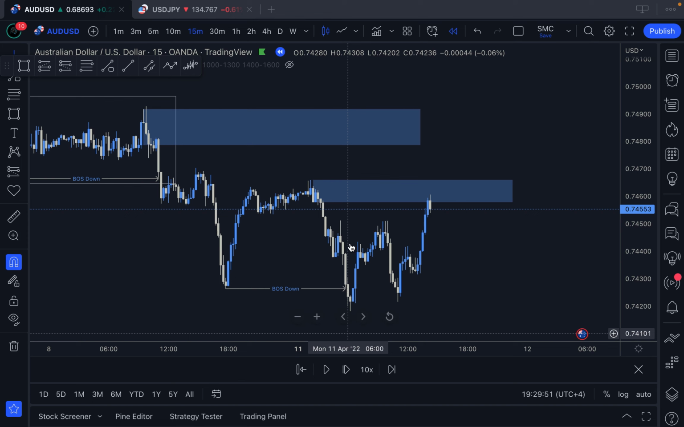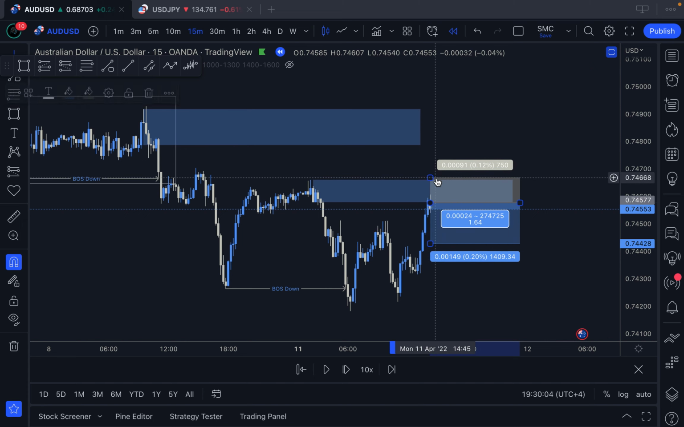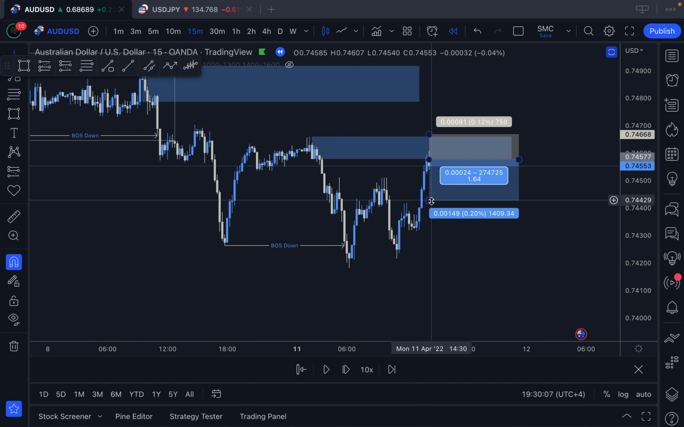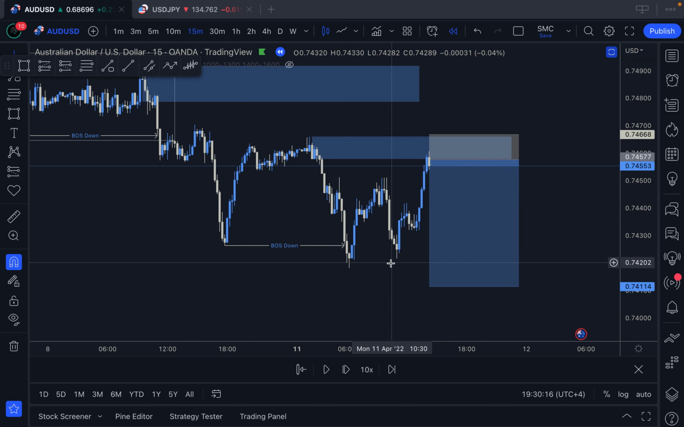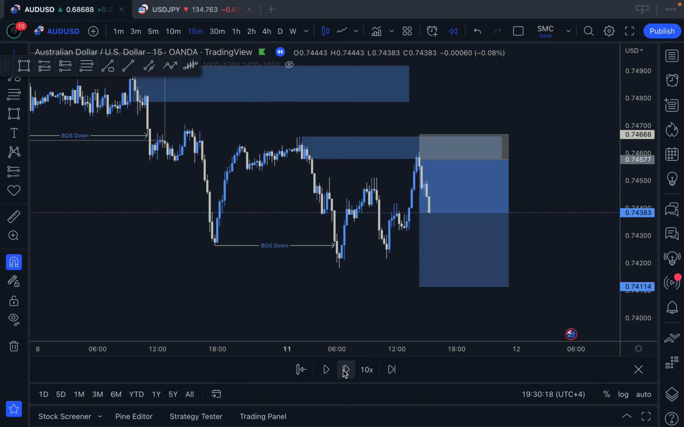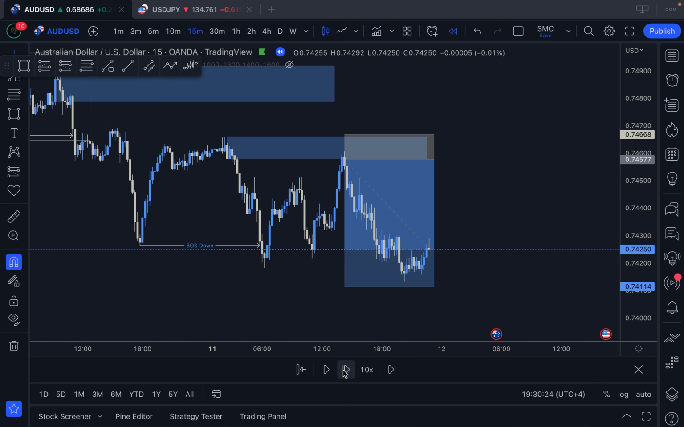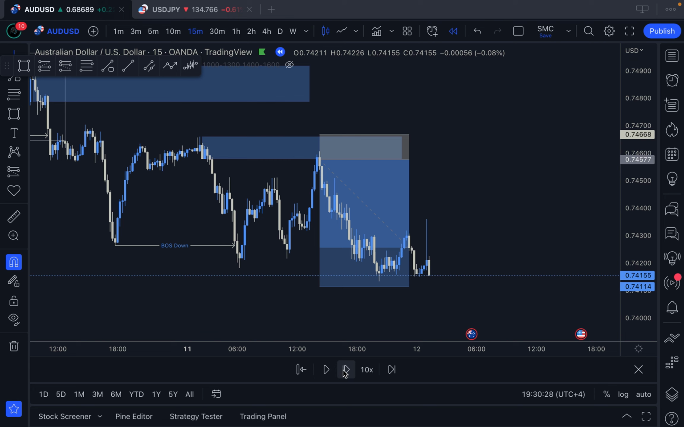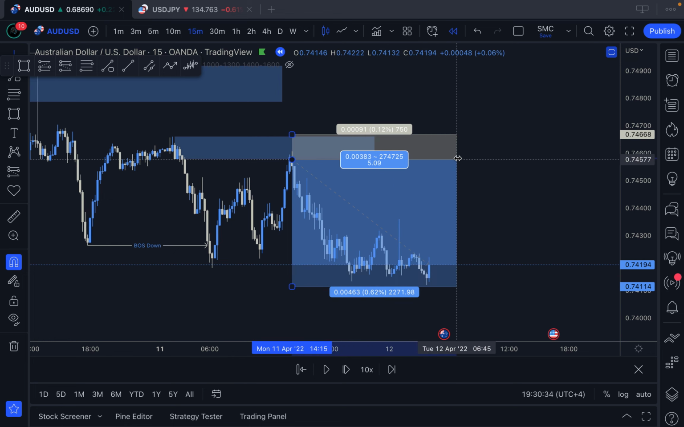Okay, so we are triggered into this trade already. We will keep our stop loss above our supply zone and target at least 1 is to 5. Okay, has our TP hit? Not yet.